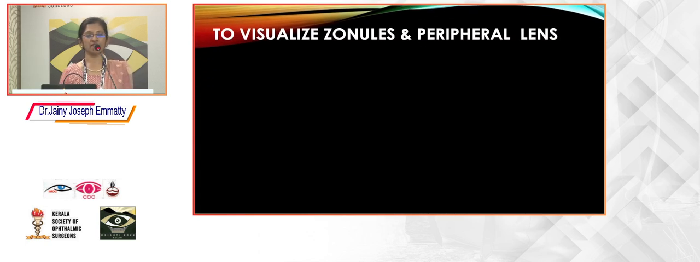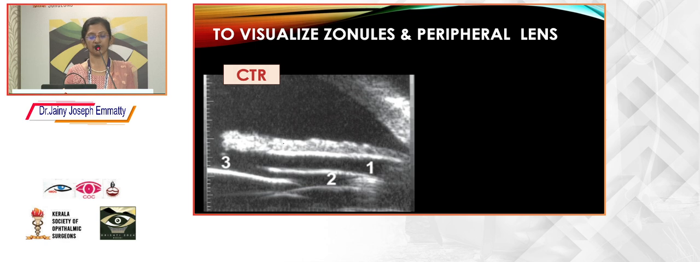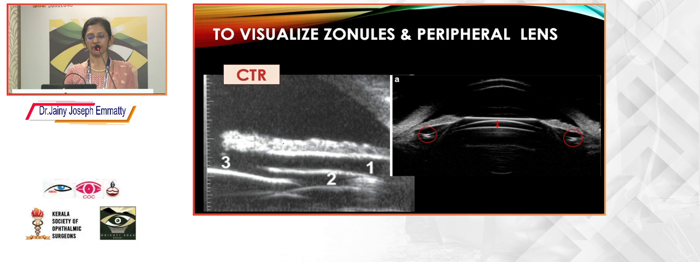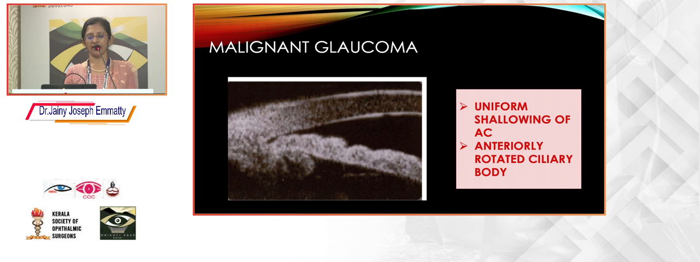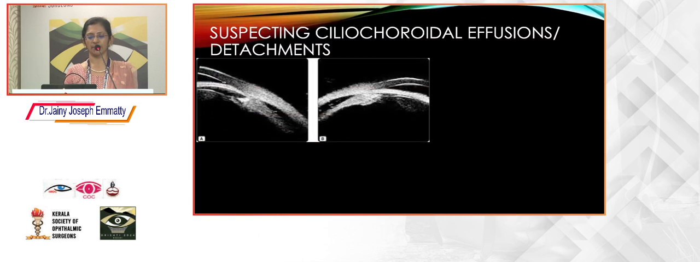Then to visualize the zonules and the peripheral lens, as in post-op patients who come with recurrent redness, pain and uveitis, in those cases we can look for malpositioned IOLs and the positioning of the CTR with the lens, all of which can be evaluated by the UBM. Also in the evaluation of phakic IOL patients, UBM plays an important role. In malignant glaucoma, the anteriorly rotated ciliary body can be well visualized with the UBM.